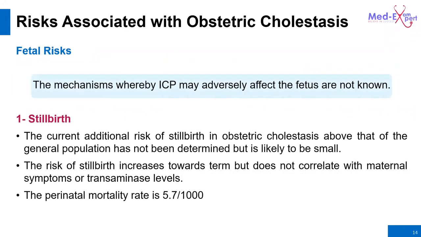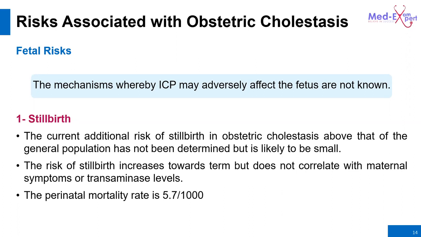Moving to the fetus, we have many risks which can occur to the fetus, but you have to put in your mind that up till now, the mechanisms whereby obstetric cholestasis may adversely affect the fetus are not known. And that's the challenging point. We don't know the mechanism by which the fetus is affected in cases of obstetric cholestasis.